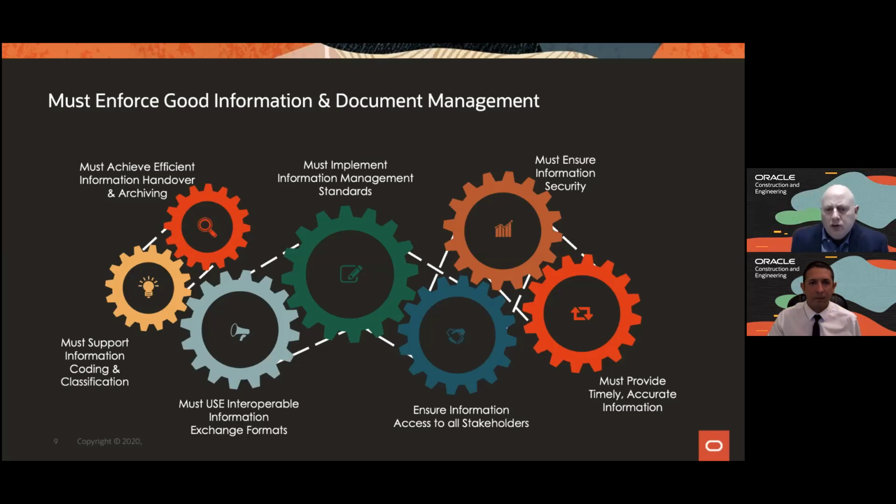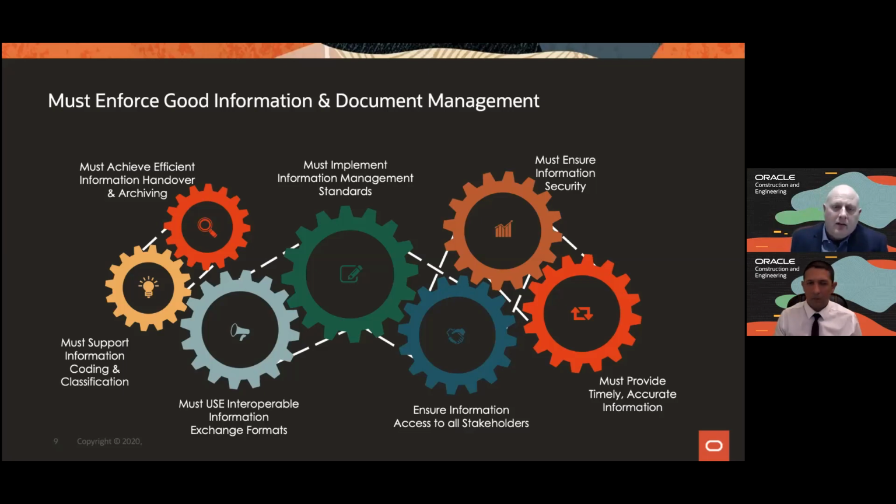And of course, it's also important to use interoperable information exchange standards, something like an industry IFC data exchange in terms of design models. You must be able to have a standard way of communicating that information.